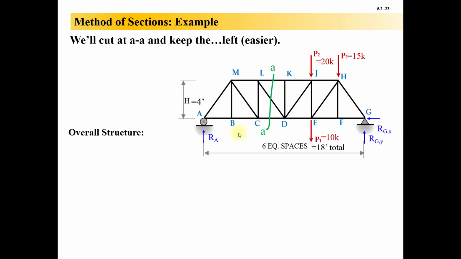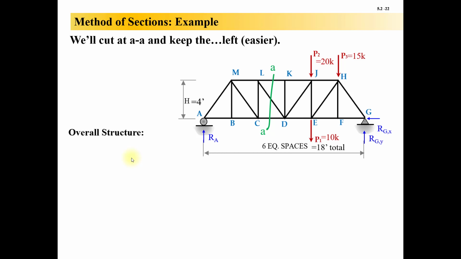If I kept this left-hand side, all I'm going to have is RA and the internal forces that are exposed by this cut at AA. So I'm going to keep the left-hand side. Now, I need to find the value of RA before I go straight to that free body, because as soon as I go to that free body and I've got more unknowns that are internal forces, RA, if I don't know it, then I'm never going to know it. So let me find it using the entire structure.